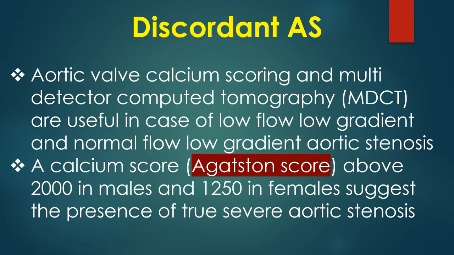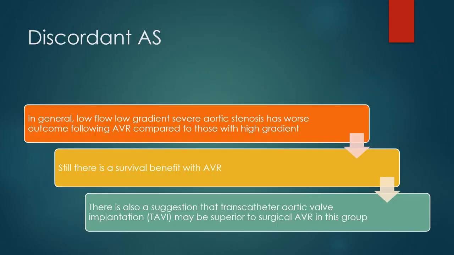Aortic valve calcium scoring and multi-detector computed tomography are useful in case of low flow, low gradient and normal flow, low gradient aortic stenosis. A calcium score above 2000 in males and 1250 in females suggests the presence of true severe aortic stenosis. In general, low flow, low gradient severe aortic stenosis has worse outcome following aortic valve replacement compared to those with high gradient.